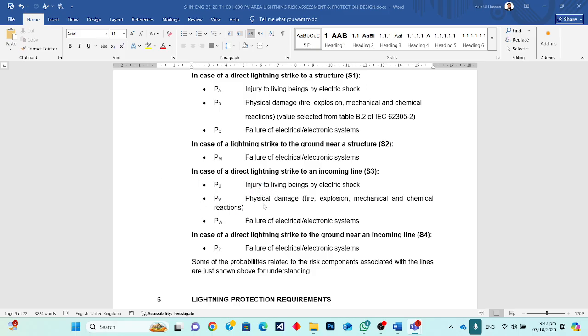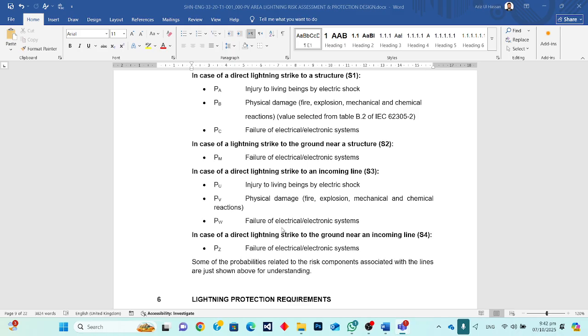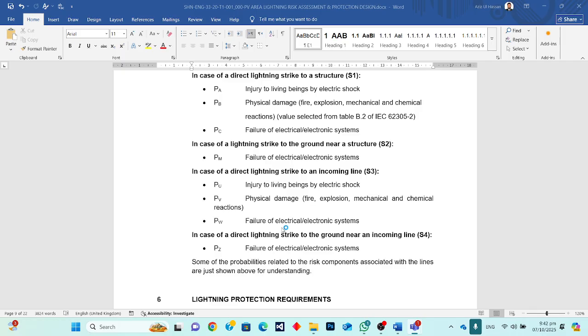The second probability, PV, is the physical damage: fire, explosion, mechanical and chemical reaction. And PW is called the failure of electrical and electronic systems. Same as the above, they give the names, but their formulas are different. We have to calculate all the values for every component, step by step, until we reach the point where we will calculate our risk.